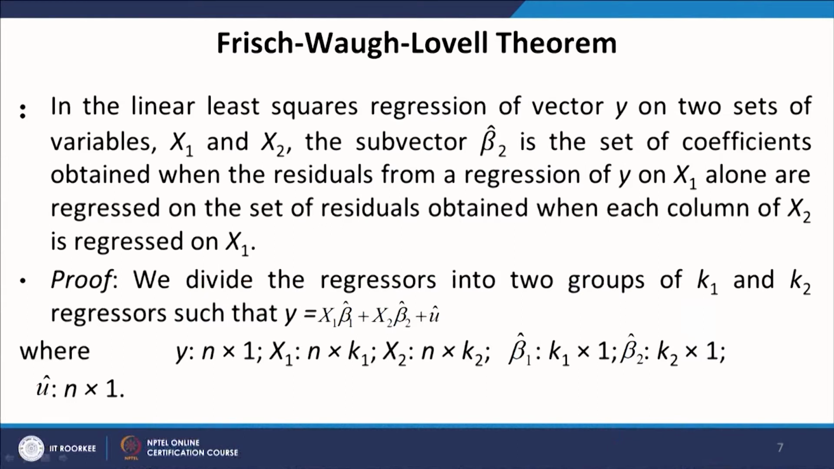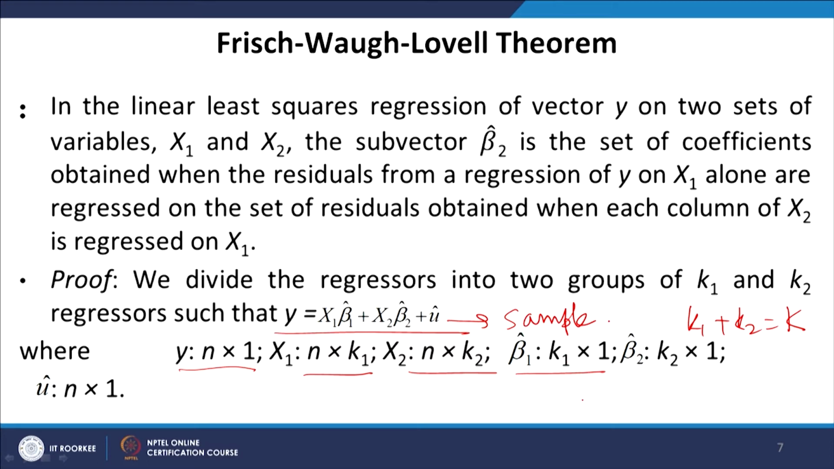So, we divide the regressors into two groups K1 and K2, such that K1 plus K2 is equal to the total number of independent variables, which is K. So, we write it as y equals x1 beta 1 hat plus x2 beta 2 hat plus u hat, right. If we had regressed y on x1 and then x2, then we would have arrived at this expression in the sample, right. Now, here the dimensions of y and x1, x2 and beta 1, beta 2 hat are mentioned. So, y is an n by 1 vector as usual, x1 is n by k1, x2 is n by k2, beta 1 hat is k1 by 1, beta 2 hat is k2 by 1, and u hat is again n by 1.